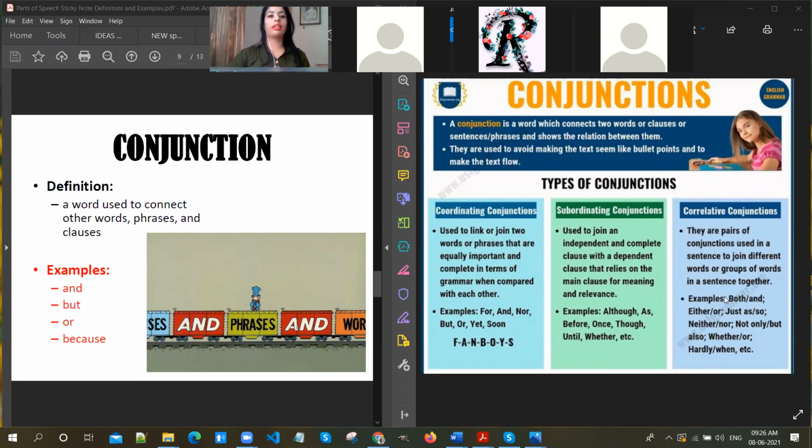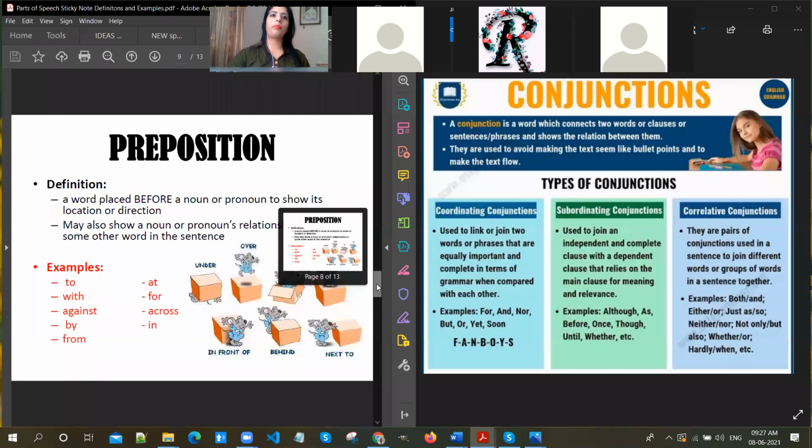Again, these are used to make a different sentence structure, right? If you make these different types of sentences, compound sentences, complex sentences, by using correlative conjunctions in your writing, then obviously you will get a good band score, right? In detail we will be discussing what the complex sentences and compound sentences are in the later classes, but let me finish these parts of speech first.